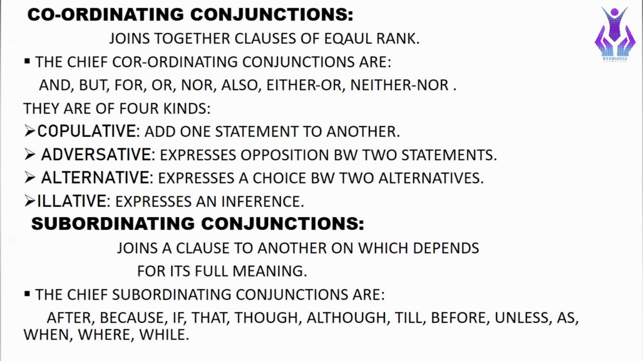Our chief coordinating conjunctions are and, but, for, or, nor, also, either-or, neither-nor. So these either-or and neither-nor are correlative conjunctions, and the other ones are simple conjunctions. There are four kinds of coordinating conjunction. The first is the copulative conjunction, which adds one statement to another.